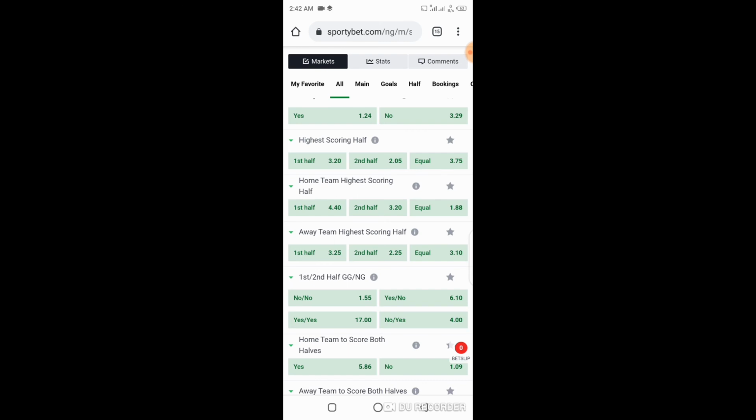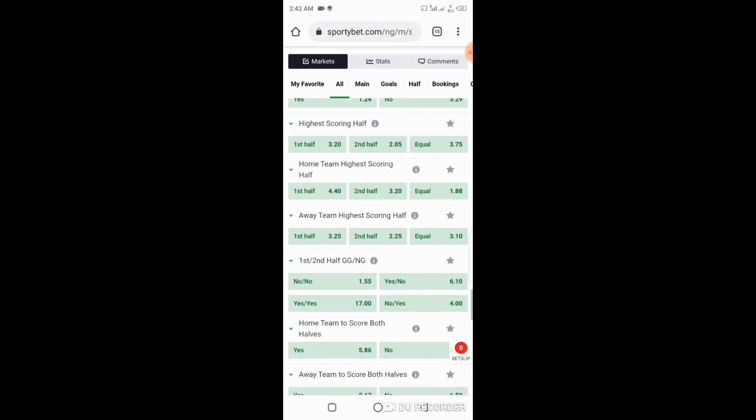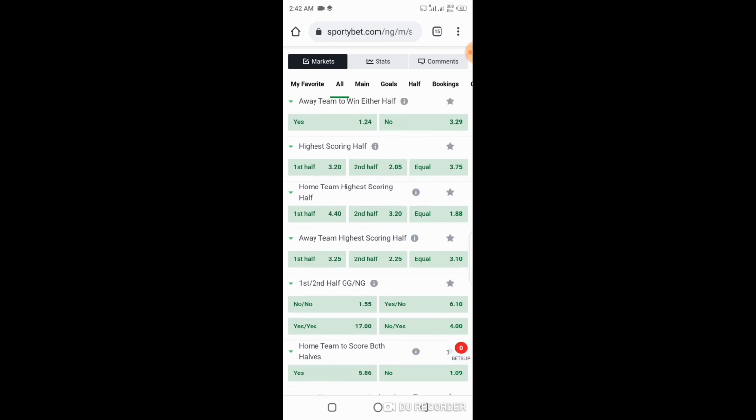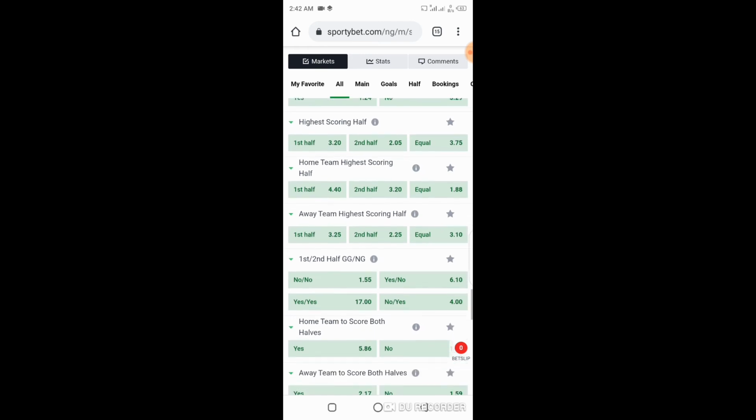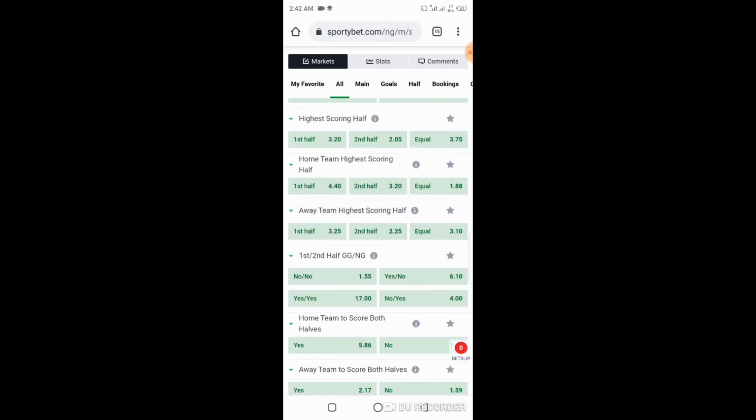And the same thing pertains to home team HSH. That is the half in which the home team are going to score their most goals. Is it going to come in the first half or in the second half? The same for the away team. So that is how it goes when we talk about HSH.